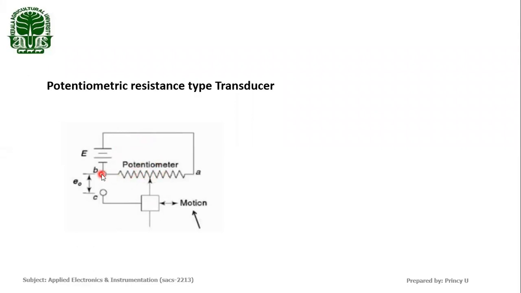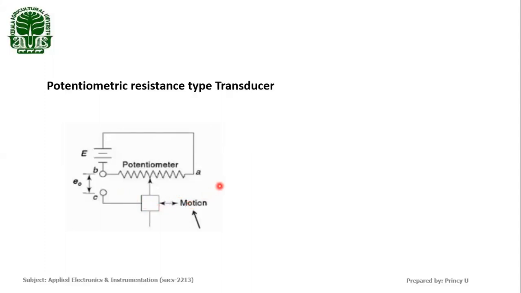So when we take an output across these 2 points, the output E0 is the voltage across the potentiometer. Voltage across the potentiometer will change due to the change in resistance. So the output voltage E0 is proportional to the motion. So we can convert that motion into a proportional output voltage E0 by changing the object position.